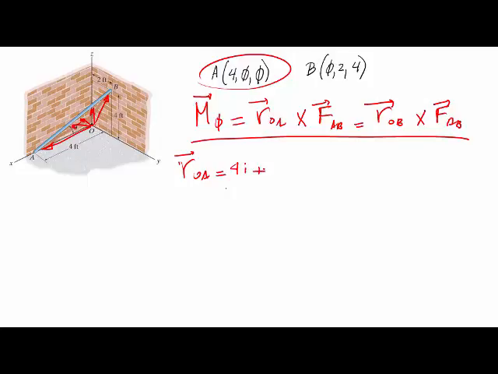4I plus 0j plus 0k. Now these are in foot. Remember, the units are always important. Okay? So how do I calculate that moment? Remember, we had to write I, j, and k. And then here would be 4, 0, 0, and then on the bottom one, what is it?